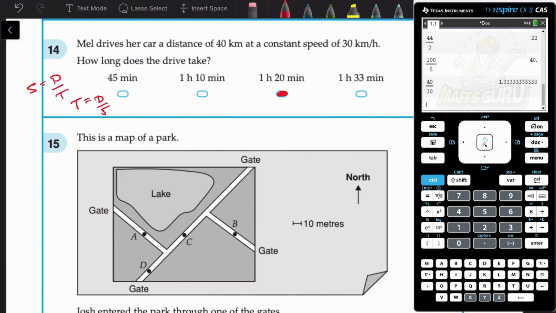So if you want to know how I would have done this, I would have taken away the 1 hour to show me how many minutes. And that number you can see being highlighted now is a fraction of an hour. And then you times that by 60 because there's 60 minutes in an hour. And you'll notice it gives me the 20 minutes.